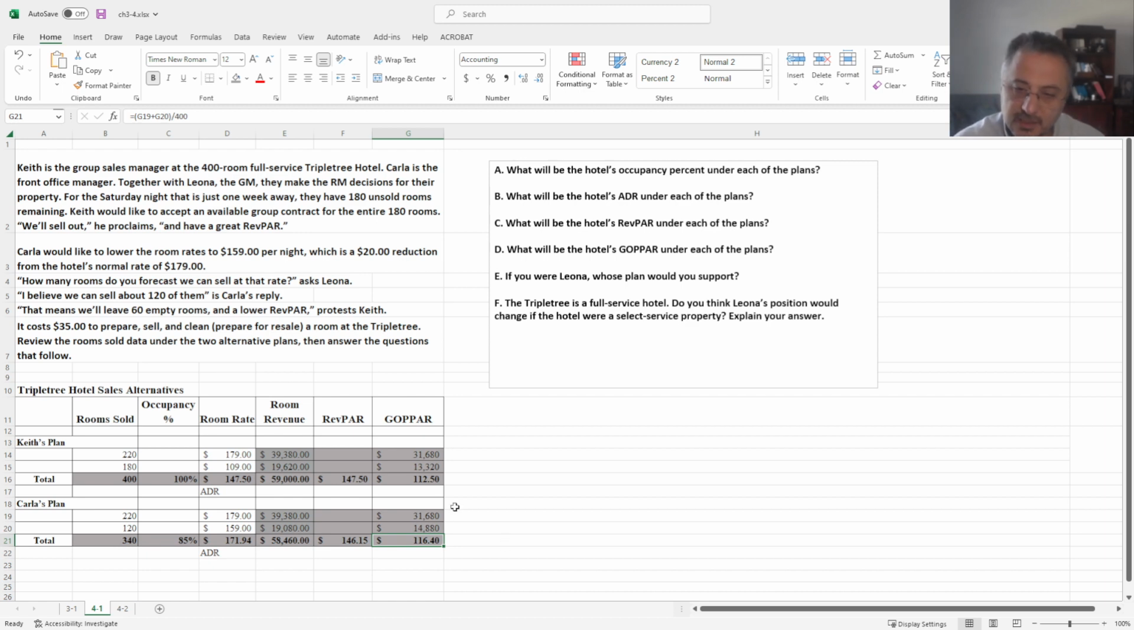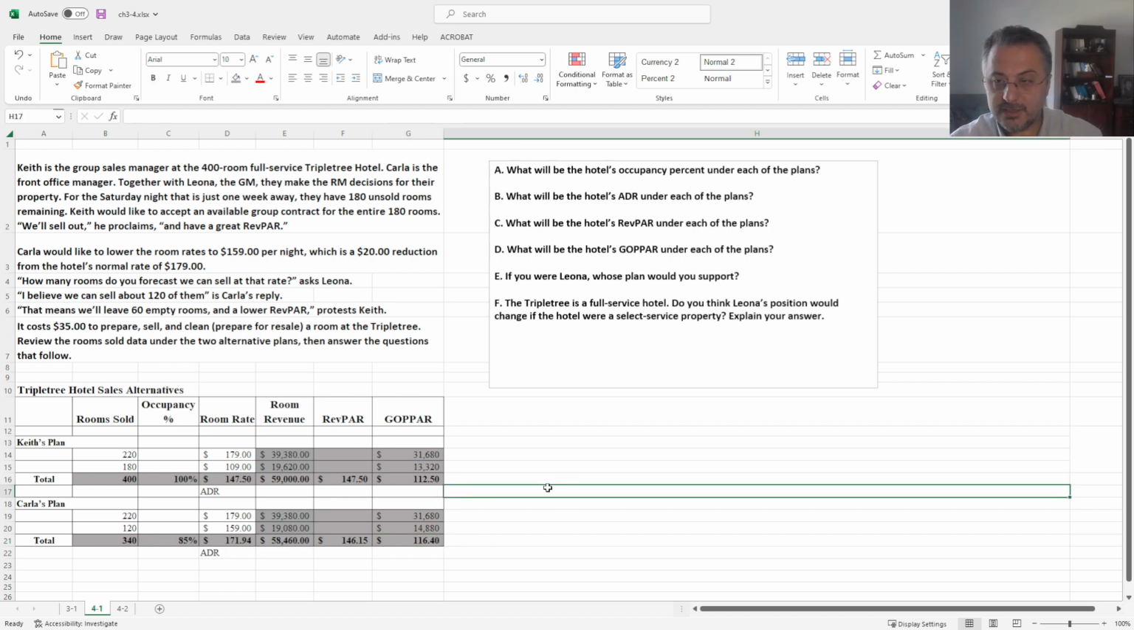Yes, RevPAR is a little bit higher in Kate's plan, but in Carla's plan, we make more money. In the end, as a general manager or the owner, you are concerned with how much profit you make. Why is it higher? Because we have fewer people, so our cost is slightly lower. Okay. Now, what is the next question?